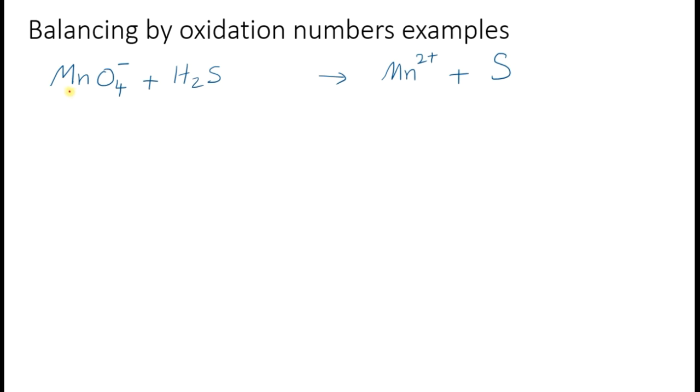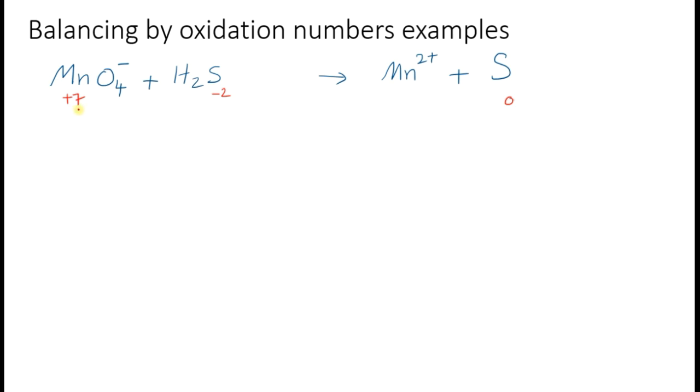The first thing that you do is identify the atoms or ions that are getting oxidized or reduced. So here you have plus 7 going to plus 2. You can see that's changing. You should be able to spot this fairly easily once you practice enough. You have minus 2 here going to 0. Now check if these atoms are balanced first. Yes, they are. The next thing to do is balance the electrons.